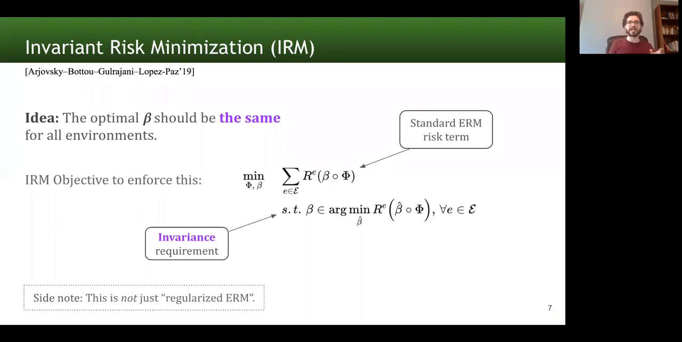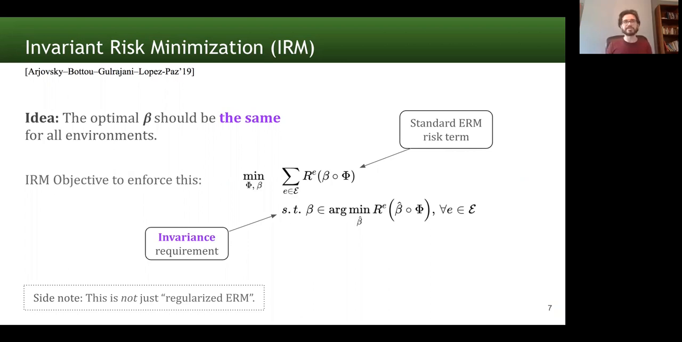And just as a quick side note, this is not regularized ERM. Remember that this is trying to solve a minimax objective. As opposed to ERM, which minimizes in expectation over the environments, this is trying to encode this causal prediction idea. So this is the main objective that we study in this work.